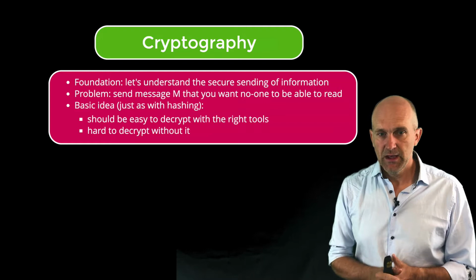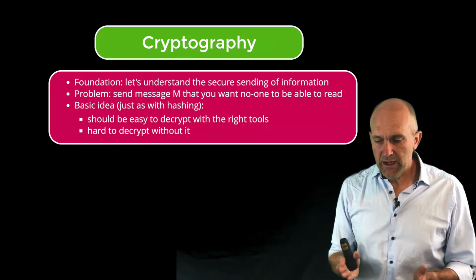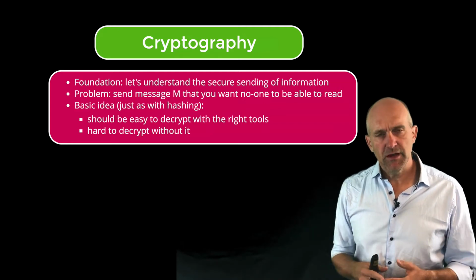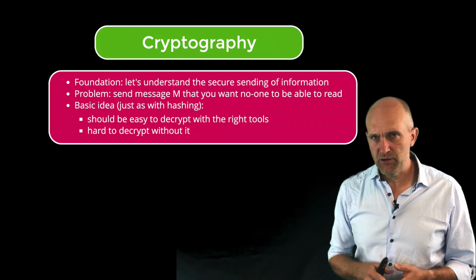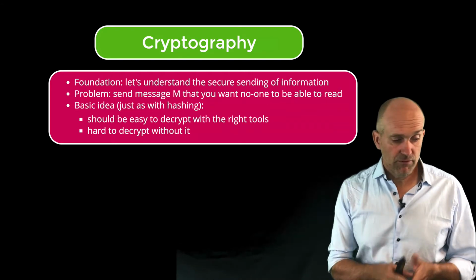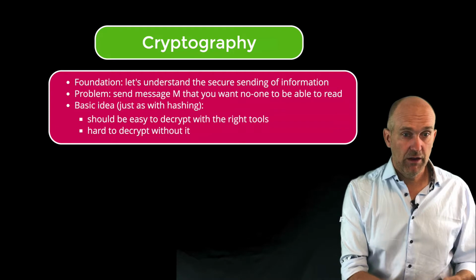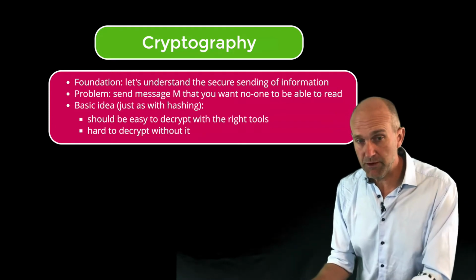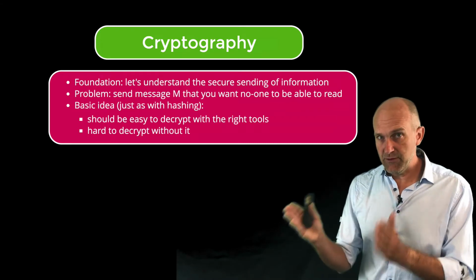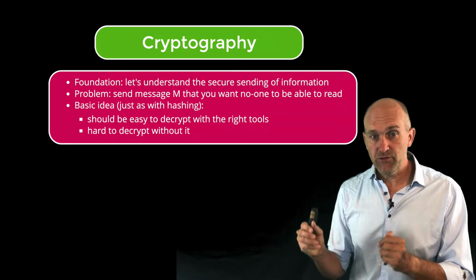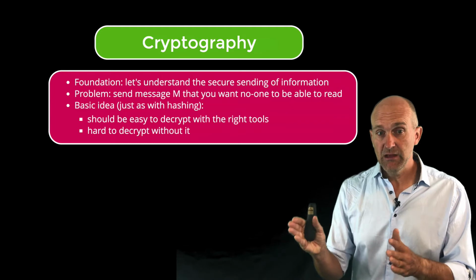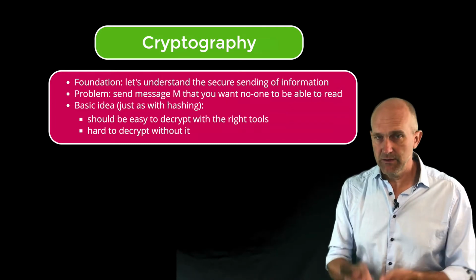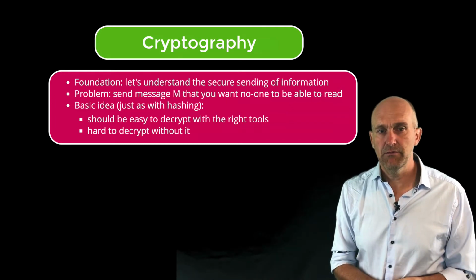Now the way we want to do this, and the principles here are very similar to the ones that we have established with hashing, is that it should be very easy to encrypt a message. It should also be very easy to decrypt a message if you have the rights to do it. And it should be extremely hard to decrypt the message if you don't have the rights to do it. So that's basically the mechanism that we have in mind.